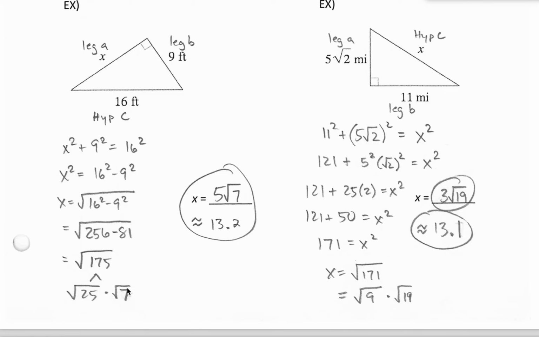Give each of those their own square root to help you simplify. The square root of 25 is 5. And 7 stays behind under the square root. I could take that, do 5 times the square root of 7 on my calculator to get its approximate decimal value. Or I could back up here and take the square root of 175. It gives me the same answer. All of these values are the same thing, just represented 3 different ways: unsimplified, simplified, and decimal form.